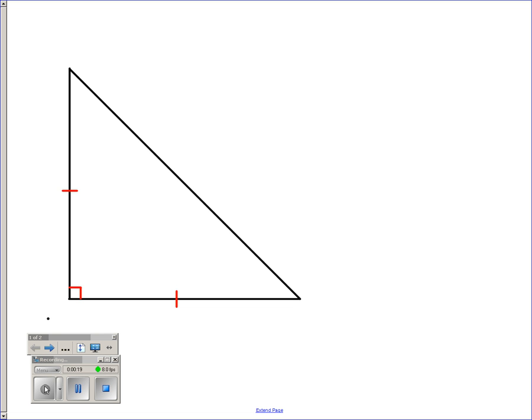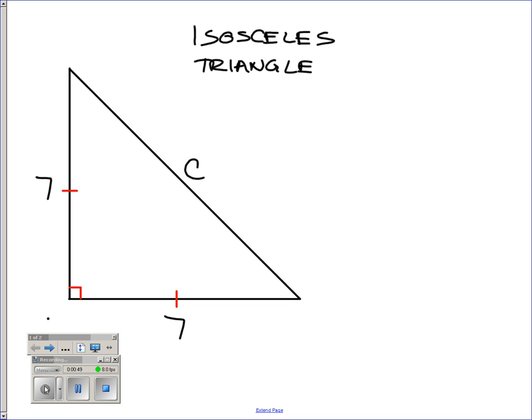It's a right triangle because you see it's got the right angle, but it's also an isosceles right. So I'm just going to label this as an isosceles right triangle. And I want to go through and figure out what some side lengths are. So I'm just going to call this side length something like 7. Well, because it's isosceles, the other leg also has to be 7. And then I'm going to call the hypotenuse C, because we always use C for the hypotenuse in right triangles.